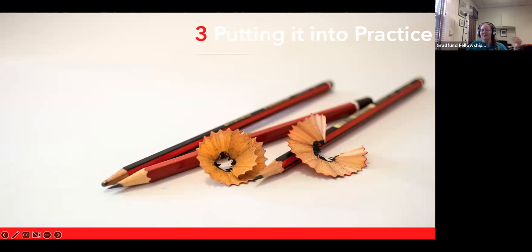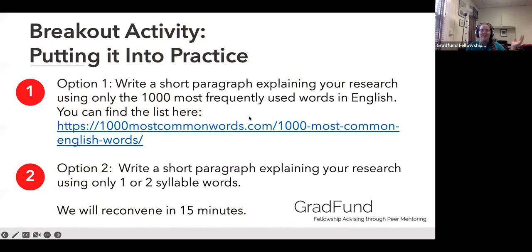We're going to go back into groups and work on something that I'm hoping will be very fun, very entertaining now that you know each other a little bit. There are two options. One of them: you're doing your research, try to write a short paragraph. Of course, we only have 15 minutes, so you don't have to make it perfect or long, but a short paragraph that explains your research using only the 1,000 most frequently used words in English. That's not a lot of the words that you would typically use.